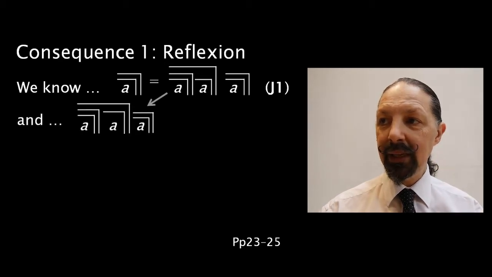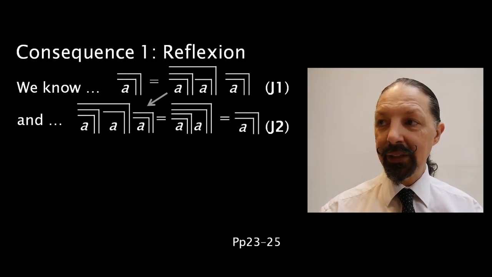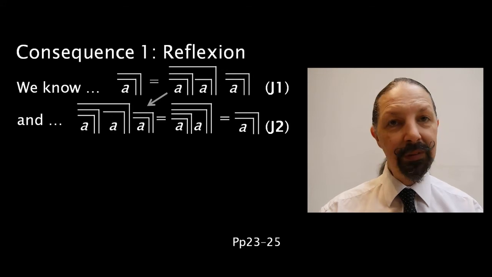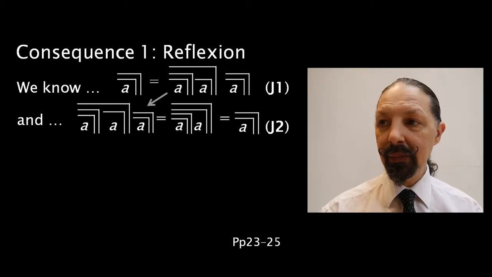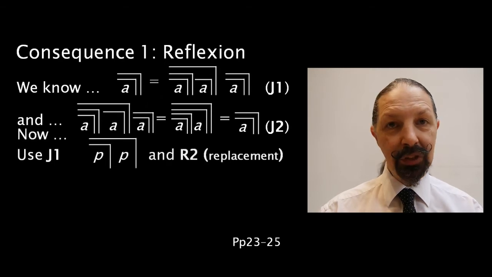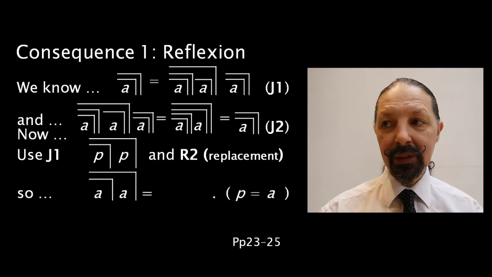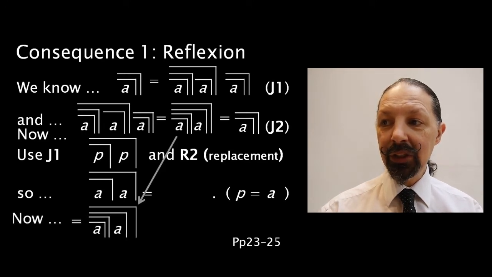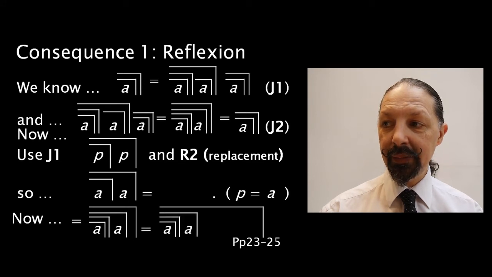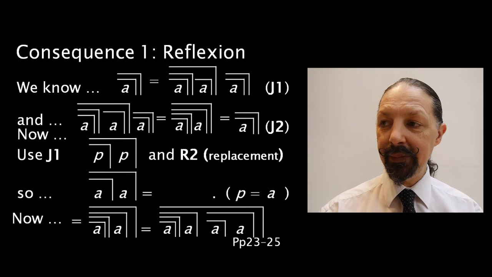We can take that expression and realize it is equivalent to what we found by J2. Now we use J1, and in this case, we say that the P is going to be replaced by A. And we're going to expand this space and include J1 in it, as it appears with the A terms here.